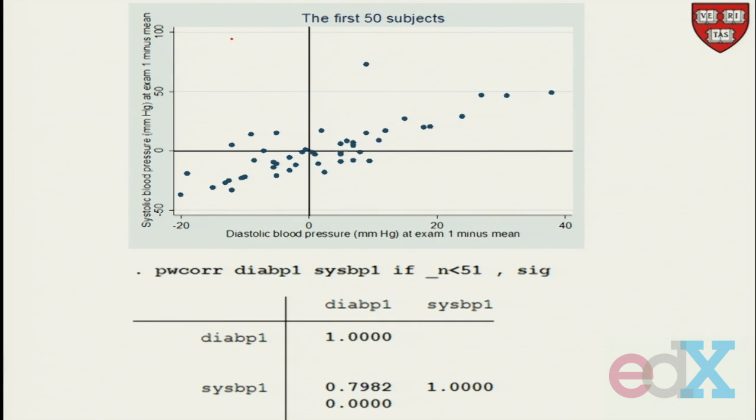If we go to the first 50 subjects in our Framingham heart study, and we test the hypothesis that the correlation is 0, the way we do it, the command is pwcorr, and we get that the correlation is 0.7982, extremely high, and the p-value is underneath it. Okay, so the p-value is less than 0.405.